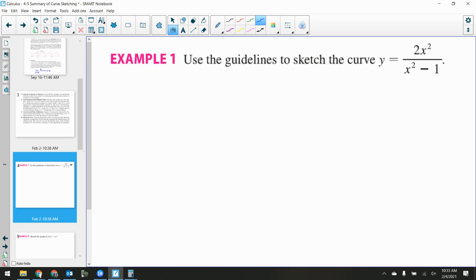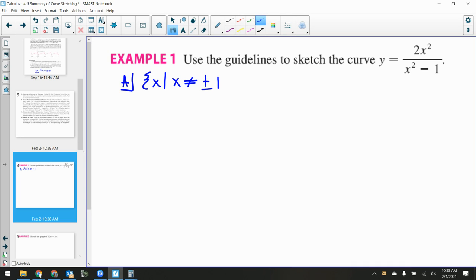All right. Let's first start off by talking about the domain. Okay. What's the domain of this? Good. Everything but plus or minus 1, right? Set of all numbers x. I'll do it in set builder notation because it's easy to write it that way. Except for plus or minus 1.